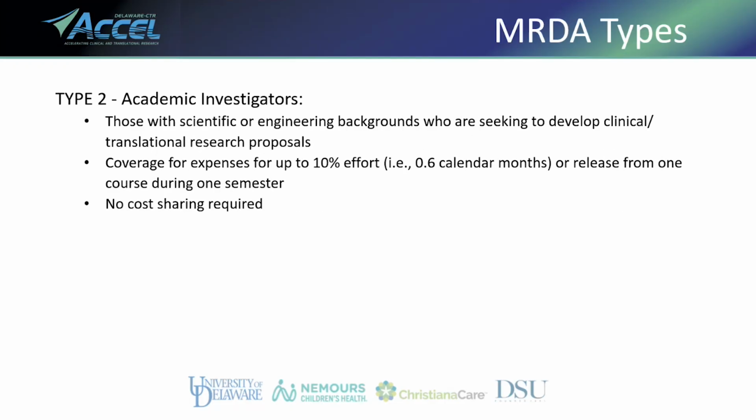The second type of MRDA are for academic investigators. So these are typically folks who would be at DSU or University of Delaware. These may be folks with some kind of scientific or engineering background who are seeking to develop clinical and translational research grant proposals. Here, the coverage provided by the MRDA includes expenses for up to 10% effort or 0.6 calendar months, which often equates to release from one course during one semester. There's no cost sharing required for these MRDAs.